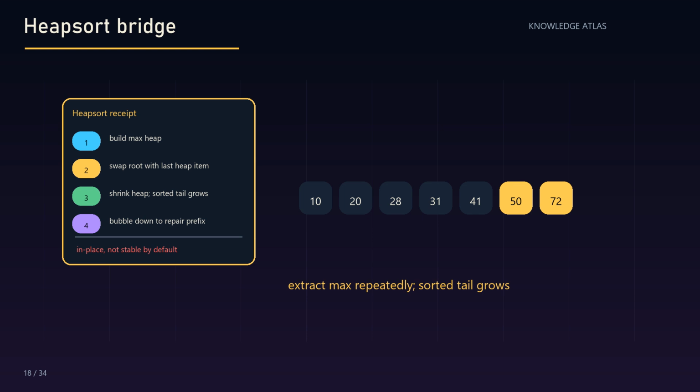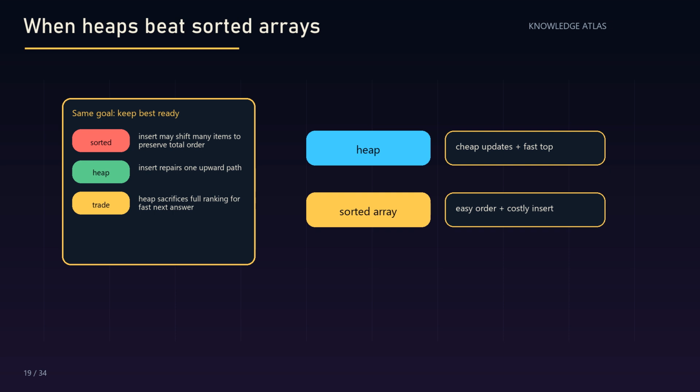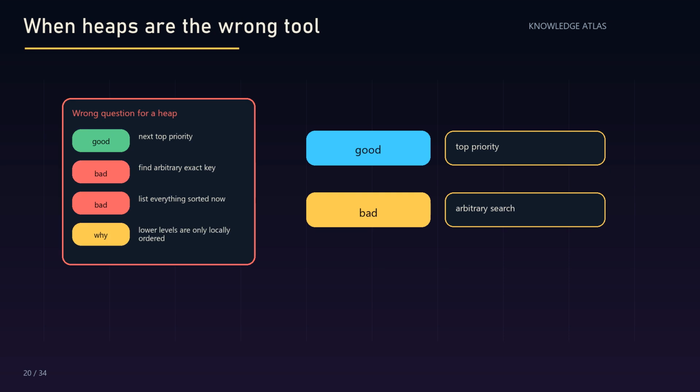It sorts in place, but it is not usually stable. A sorted array makes the best item easy too, but insertion can be expensive because many items may need to shift. A heap pays less to update while still keeping the top priority easy. A heap is weak for arbitrary search. If the question is, where is this exact key, or show every item in sorted order now, the heap is not the right shortcut. Heap, fast top priority, not arbitrary search.